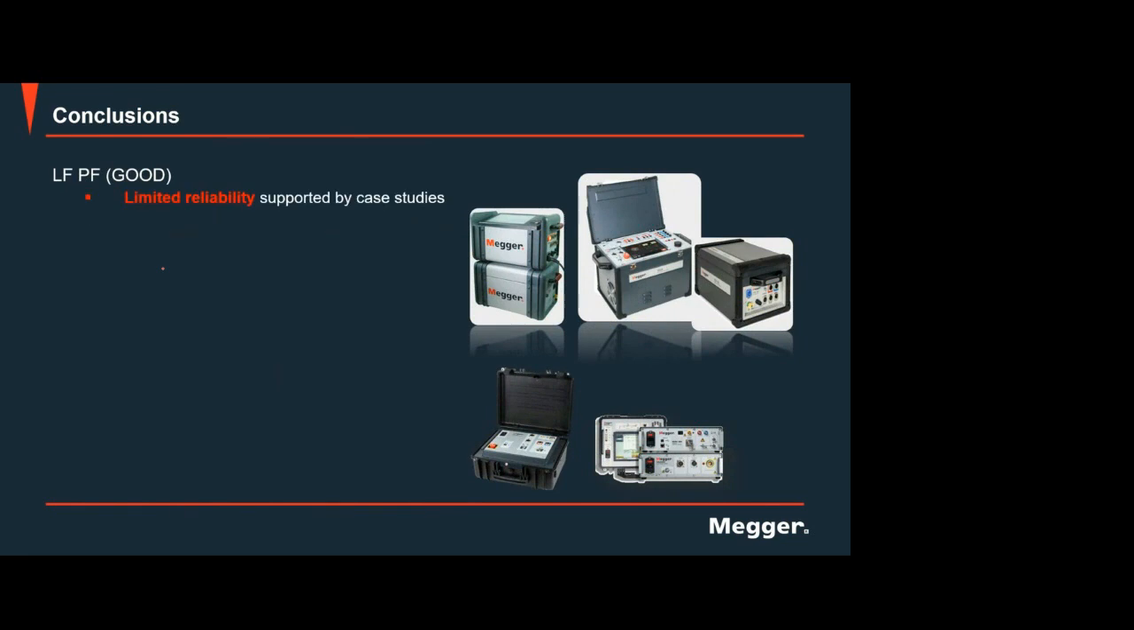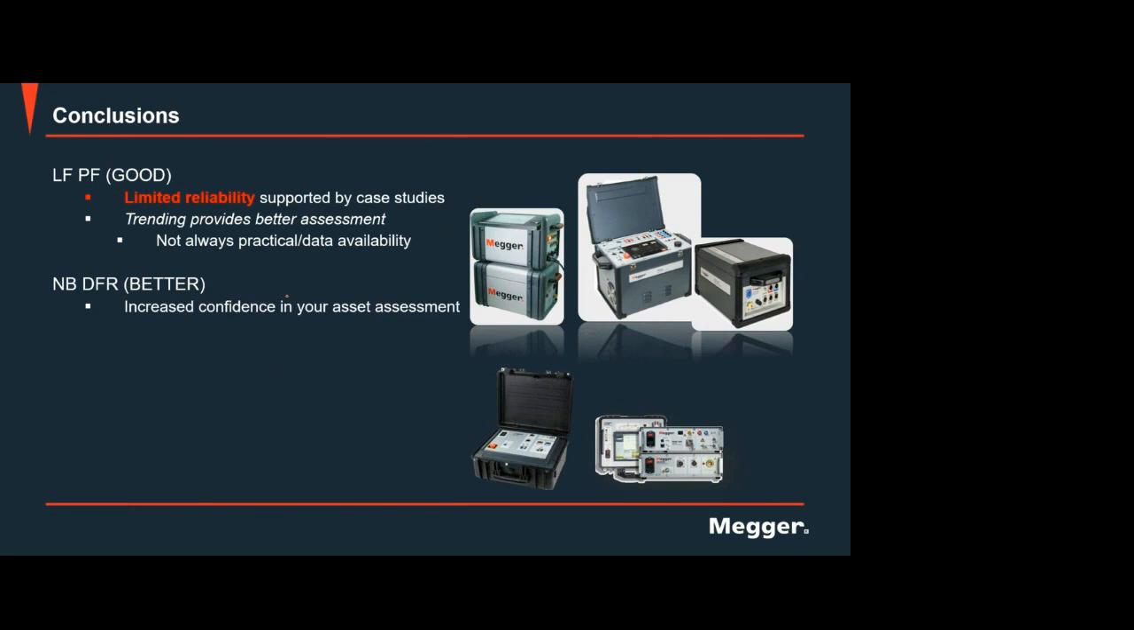However, of course, the reliability is limited, and for better insulation trending, you need to have the previous test result. And this is our product for the line frequency power factor. But it's not always practical, of course, because what if you don't have the previous test result? Now, better if you can do the narrowband DFR. It increases your confidence in your asset assessment, and trending is not necessary. It's an additional tool for insulation assessment for you.